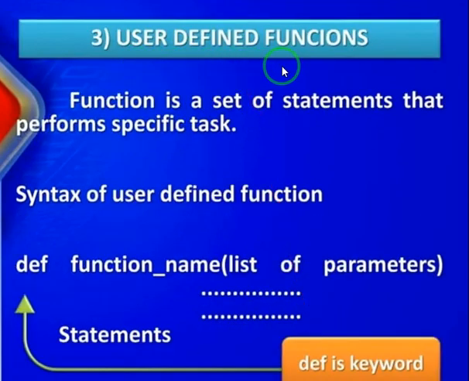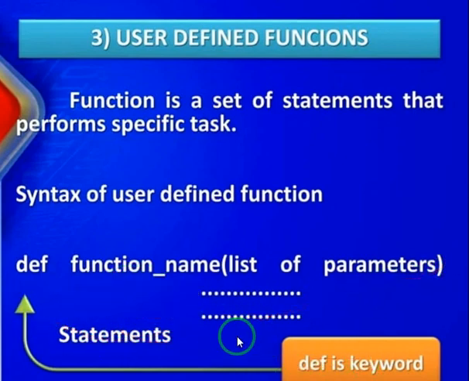Now thirdly, we have the user defined functions. Functions are a set of statements that perform specific tasks. The syntax of user defined functions is def function name. Here inside the bracket we write a list of parameters. Here is actually a code. I'm sorry, but there should be a colon here as well, and the statements are mentioned here, and def is actually a keyword.